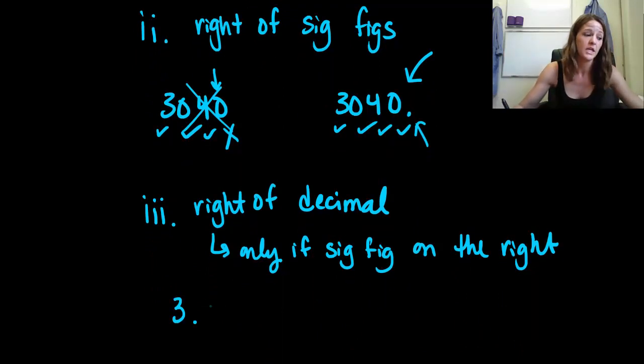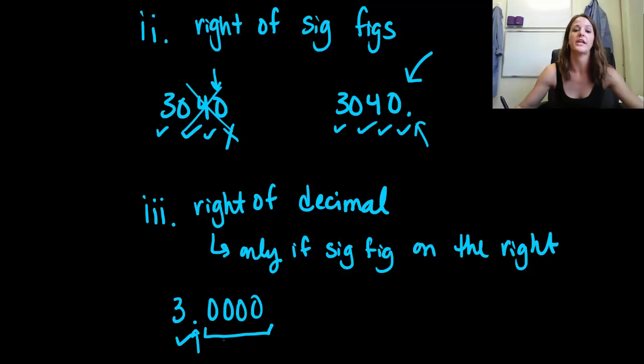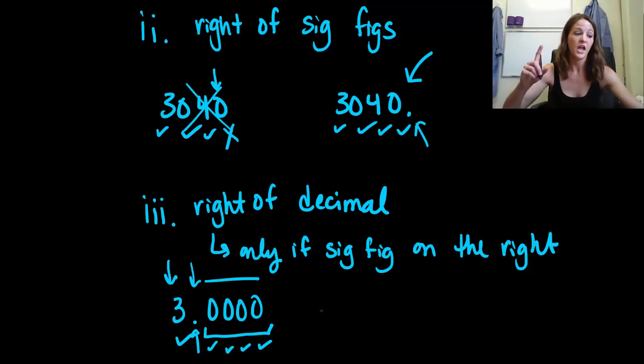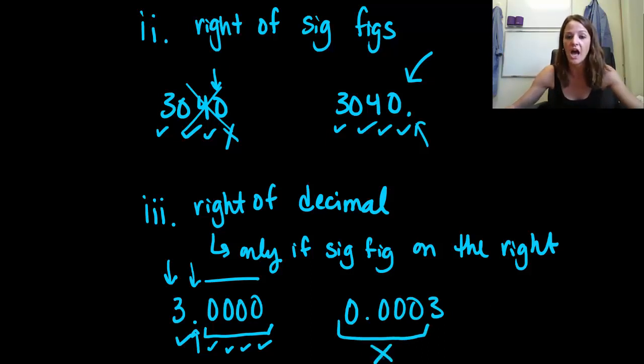We have 3.0000. 3 is always significant no matter what. Here's a decimal, so now we know all of these right here are going to be significant, because there's a sig fig right here, and then you have a decimal. So all of those are considered significant figures. However, if I had written 0.0003, all of these are considered not significant. There's no significant figure right here that would make those decimals significant, because there's no 3, 4, 5, 6, any of those numbers. These are considered not significant.